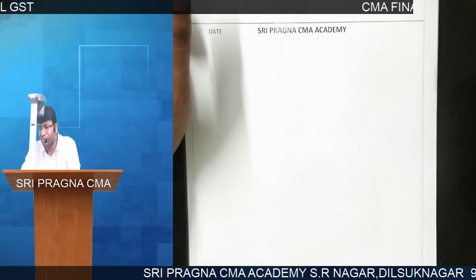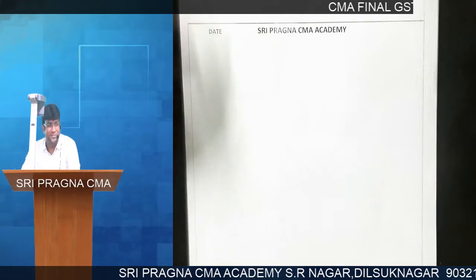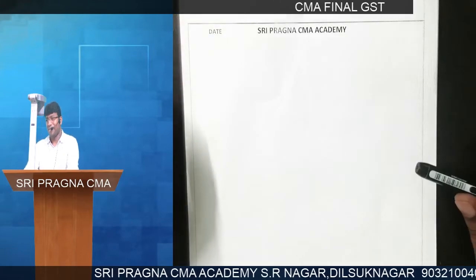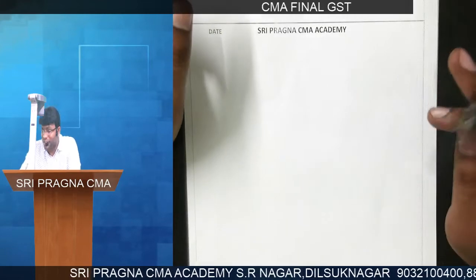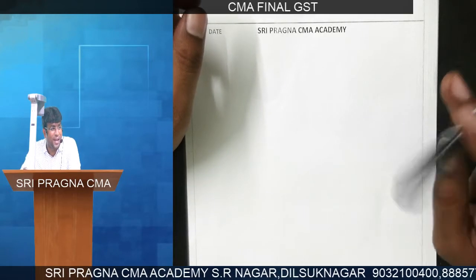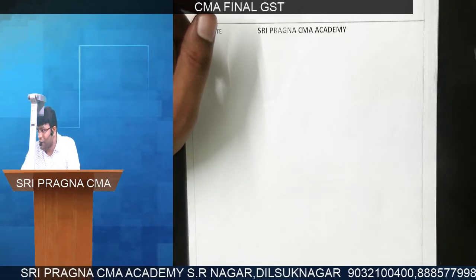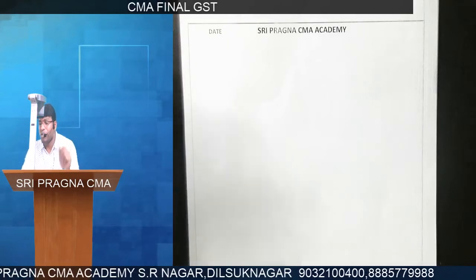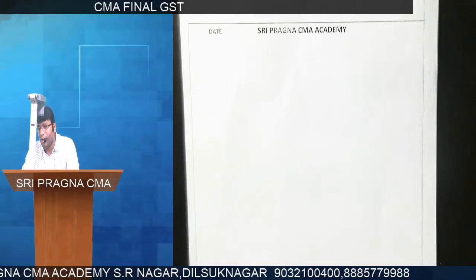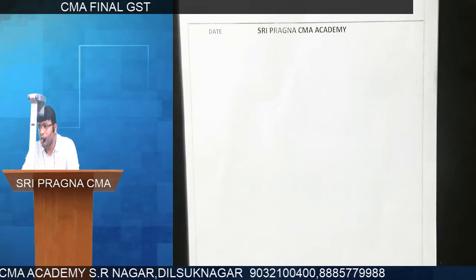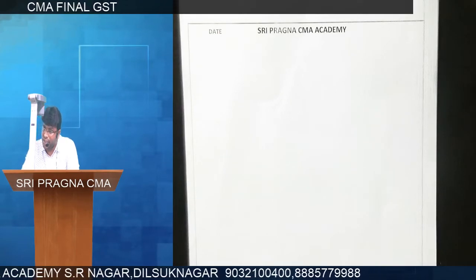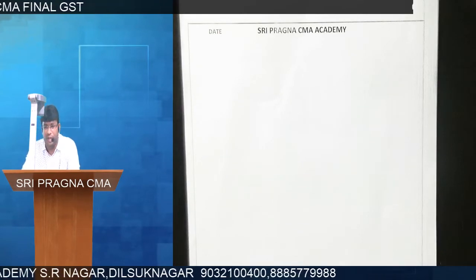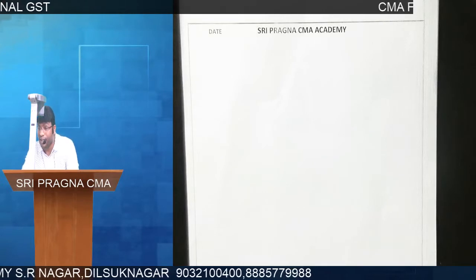Supply. What is schedule 1? Schedule 1 is what? Transactions regarded as supply even though there is no consideration. Schedule 2. Bifurcation between goods and services. Schedule 3. Transactions which are neither supply of goods nor supply of services. That is dealt by schedule 3.